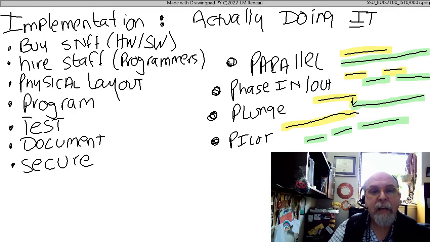So parallel, phase in, plunge, and pilot are the ways that systems are often implemented.